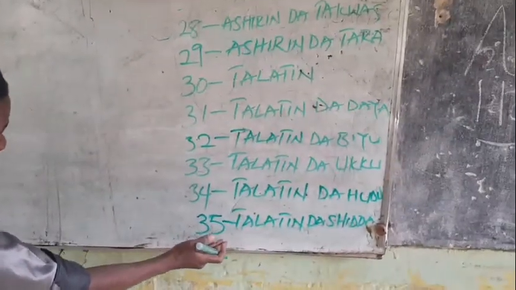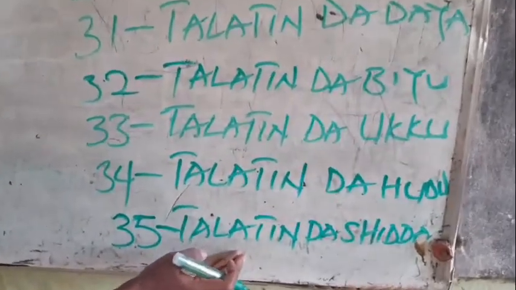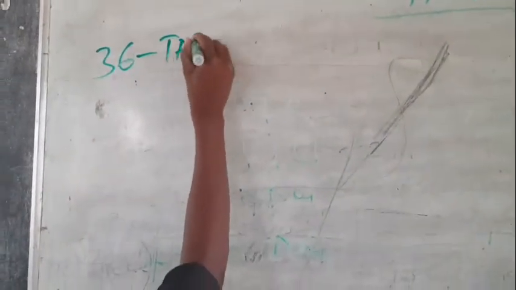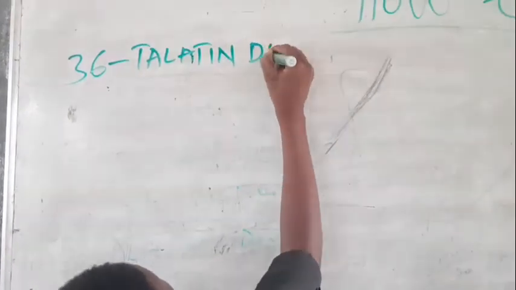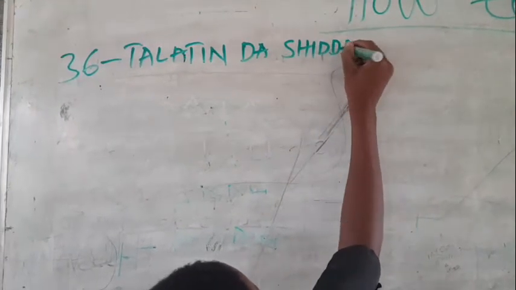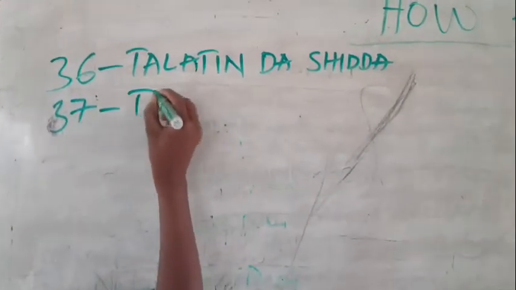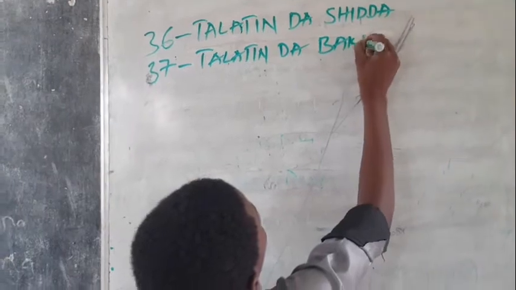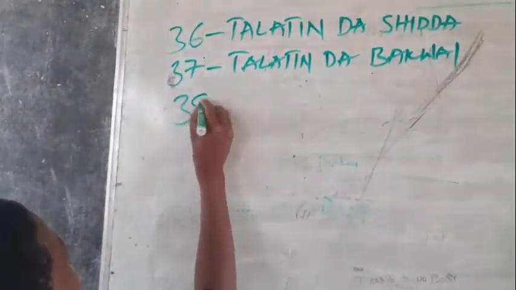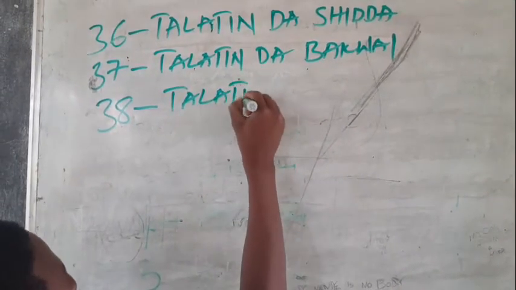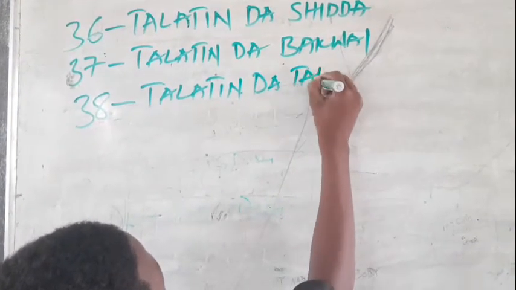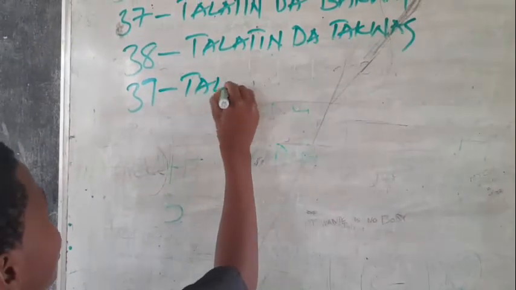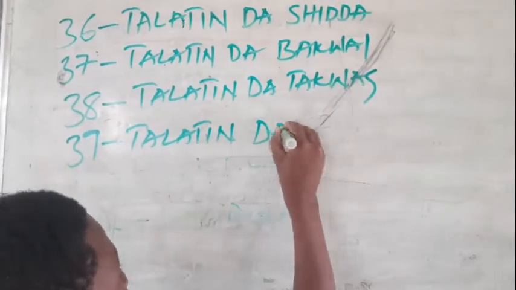As you can see here, we have stopped at Talatin da biyar, while it's called 35. Here is 36, while Talatin da shida. 37, Talatin da bakwai. 38, Talatin da takwas. 39, Talatin da tara.